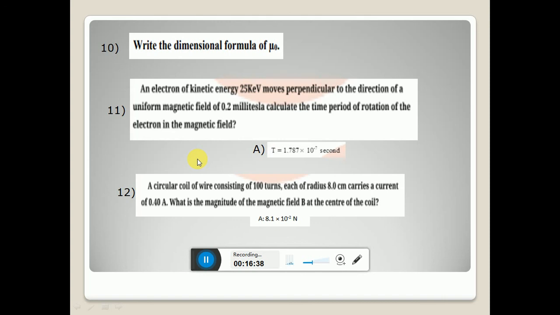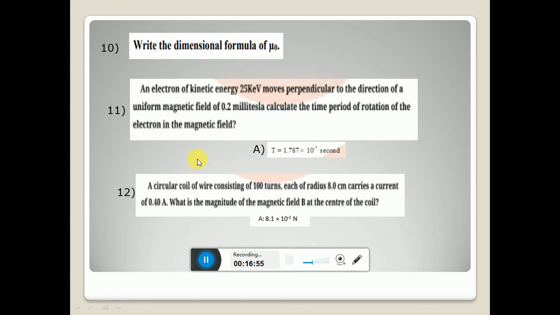Here the calculation part will take a very long time, so better you do it leisurely. It is a very important concept relating to the board examination as well as entrance examinations. So you have to do the calculation part on your own.